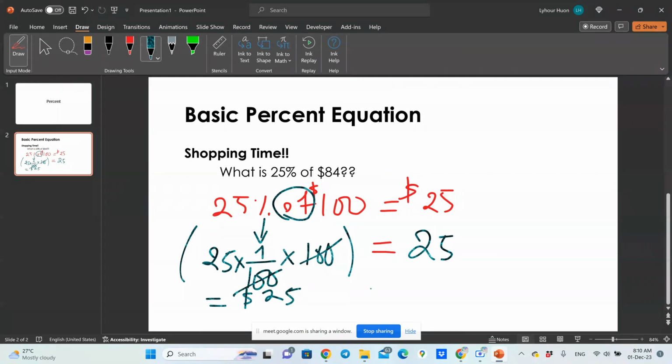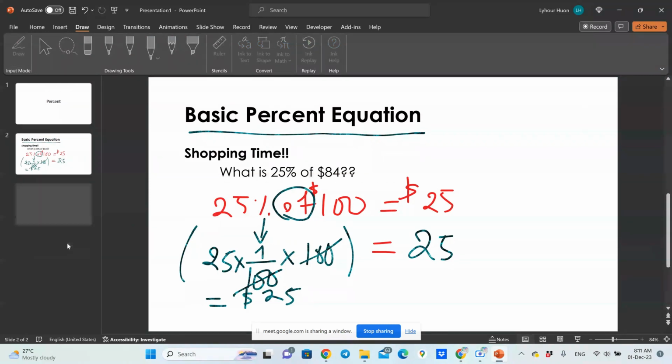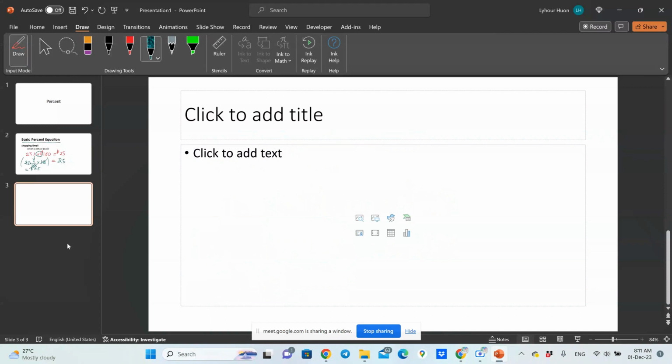But in basic percent equations, we can have a general formula. One formula can do everything with the basic percent equation.